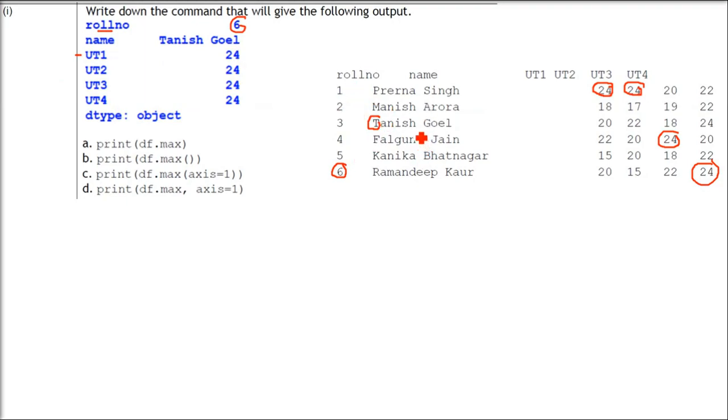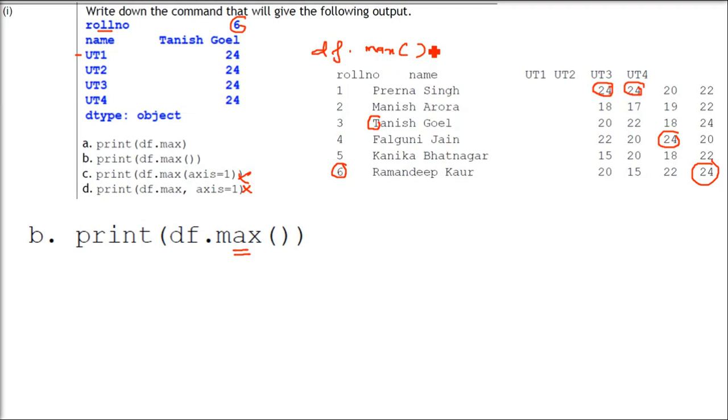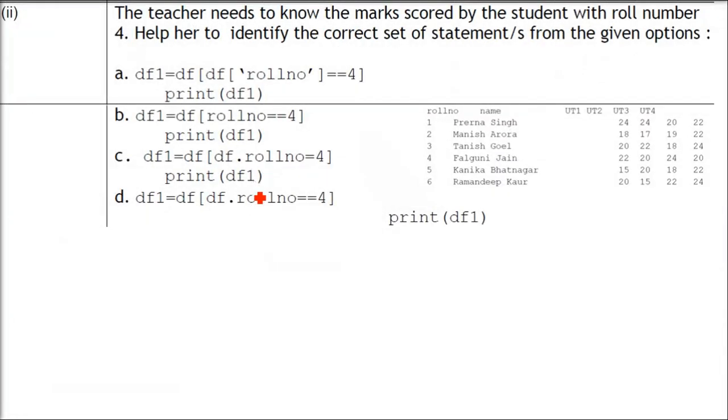So the command will give the maximum in each column. You write print df, and the axis you don't have to write. So df.max, please remember it's a function. Max is not an attribute of the data frame. So you will write df.max() as a function, and before that you'll write print. This is the answer. B is the answer.